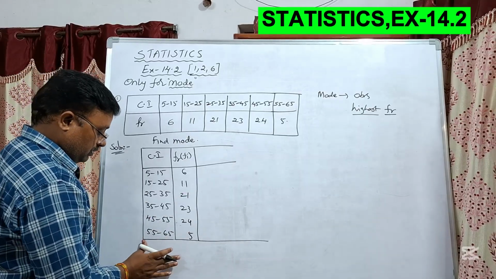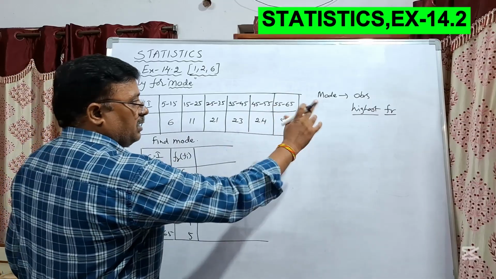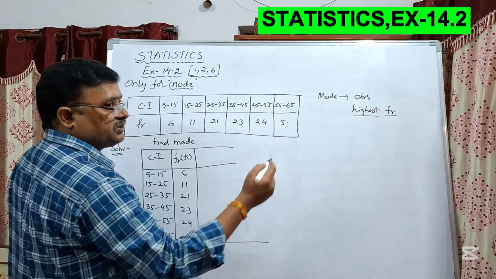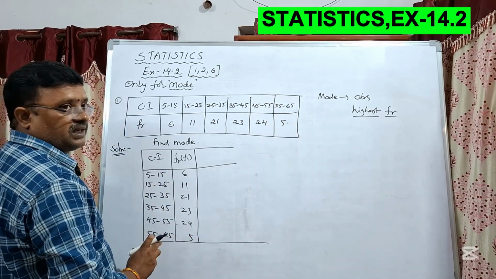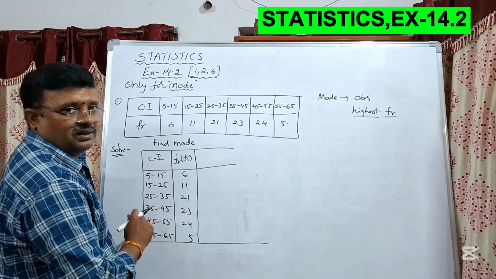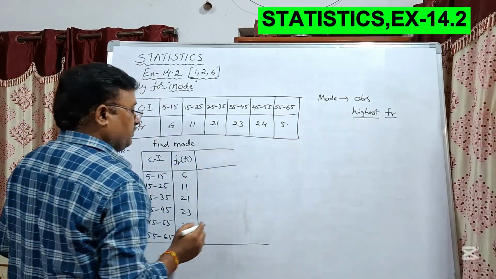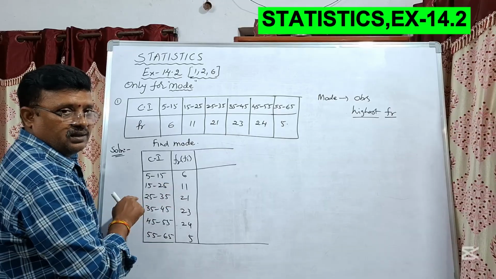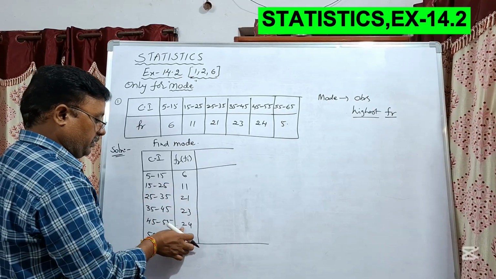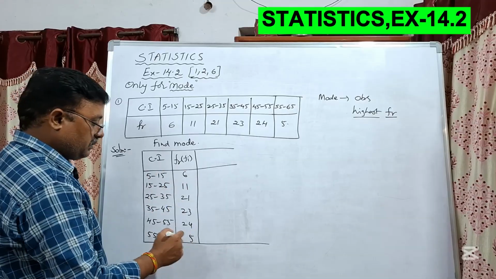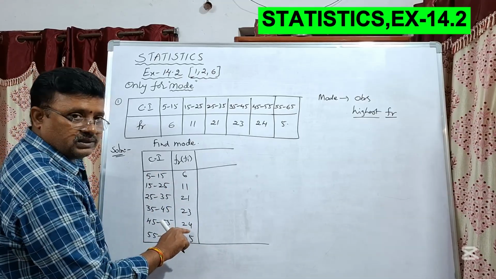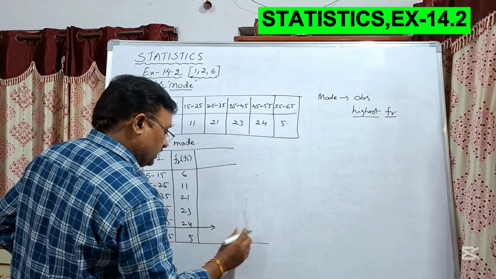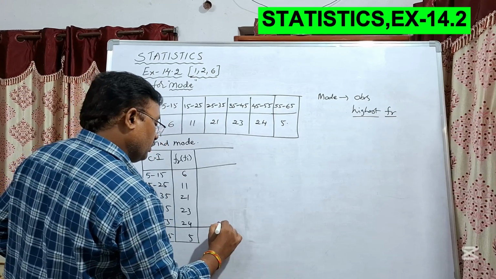Now you just apply that regular concept of finding mode. What is that one? Select the observation which is having highest frequency for mode. But here observations are not there. Class intervals are there, groups are there. Then what you have to do? Check what is the highest frequency. Here frequency of this group is 6. This class interval frequency 11. Here 21, 23, 24, 5. Got it? So what is the highest frequency among them? 24. 24 is the highest frequency. So this class interval will become modal class.